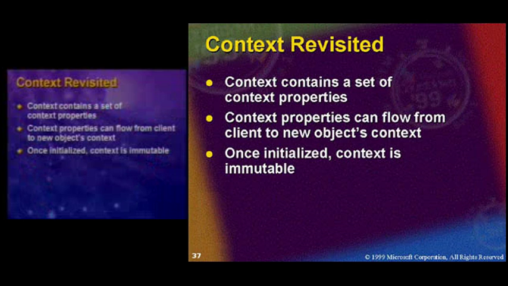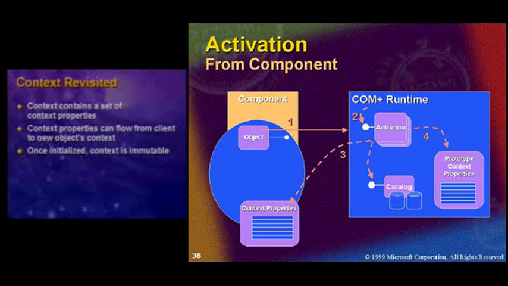Now, context, again, is a little bit different than it is in MTS. The context contains a set of context properties. We know what they are, but we're not going to tell you about them. The context properties can flow from the client or the caller to a new object context, the same way that they do in MTS. And once you've initialized a context, it cannot change. So you can't have a bunch of objects that are in a context and then decide, oh, these are just going to be part of a different transaction. Once you've established the context, it's fixed.